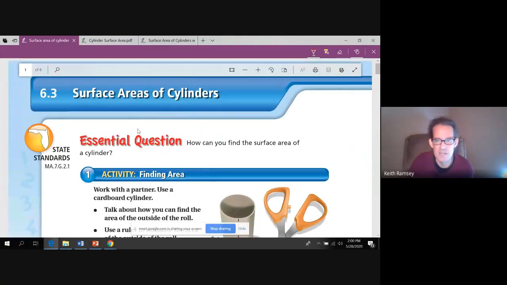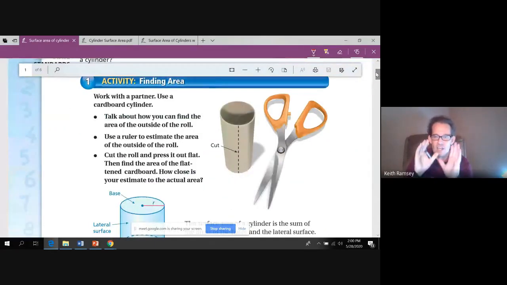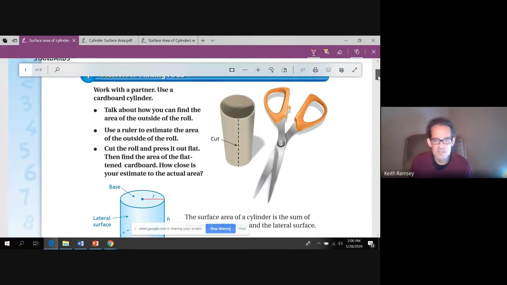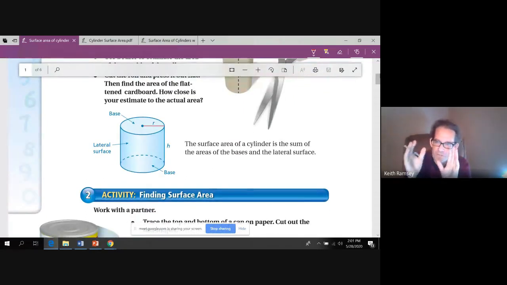In this first example, you can see that a popular cylinder is just a toilet paper roll that you can see right here. And one of the things I want to familiarize you with in this lesson is what the lateral surface of a cylinder is. So this curved part here that goes around a cylinder, that's called the lateral surface. So when you find the surface area of a cylinder, you have to figure out what that is.